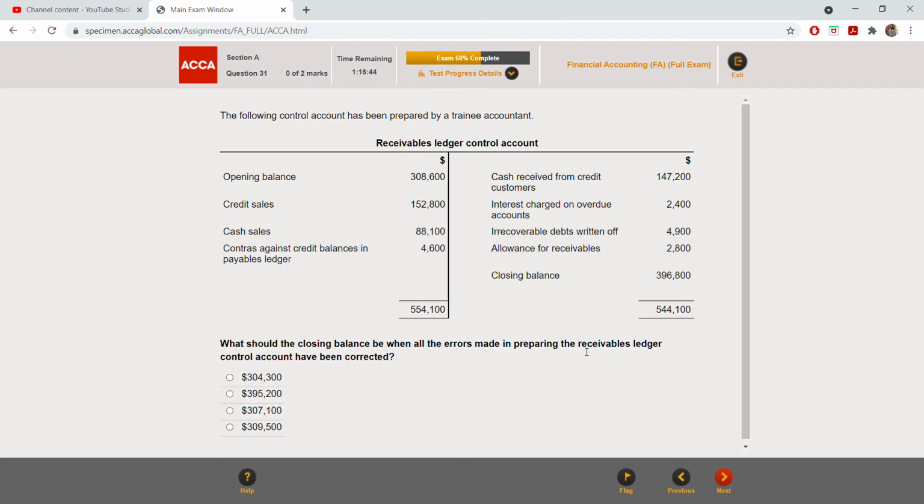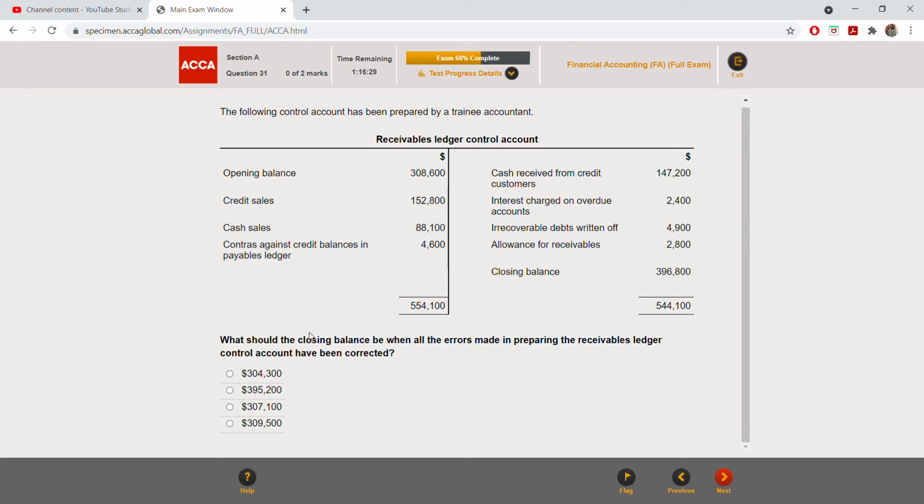Next. The following control account has been prepared by a trainee accountant. Whenever such a statement is given to you, that this has been prepared by a trainee accountant, it means they have made a mistake. Either the debit they have put as credit, right? So that you have to correct. You blindly cannot take what they have given. So what should the closing balance be when all the errors made in preparing the receivables ledger control have been corrected? That means definitely they have made some error which you have to correct. What is that mistake?